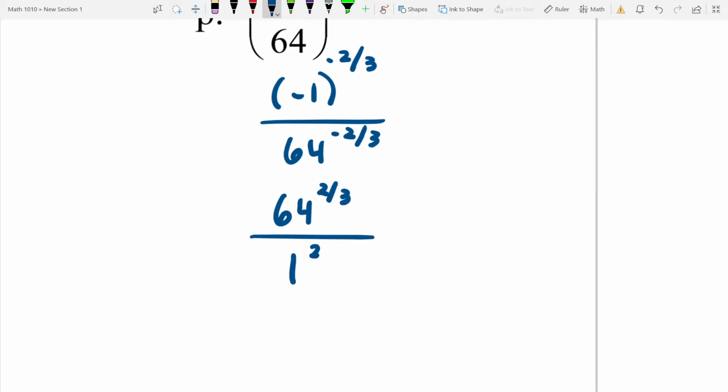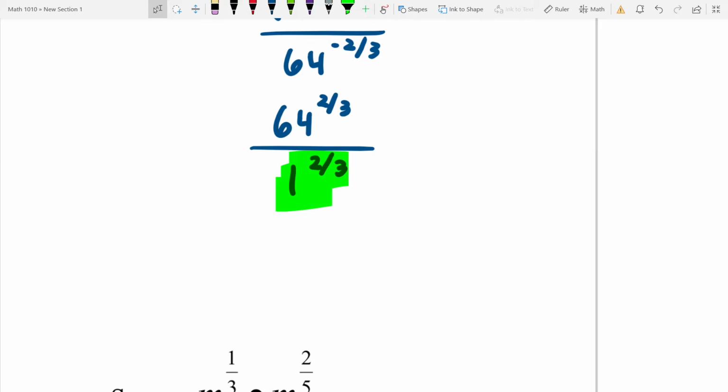On the bottom, I have a 1 to the positive 2/3. Guys, talk to me about this. 1 to any power. 1 to the first, 1 to the second, 1 to the third, 1 to the negative first, 1 to the negative 1,000, 1 to the millionth. What's it always equal to? Just a 1. So forget about that.